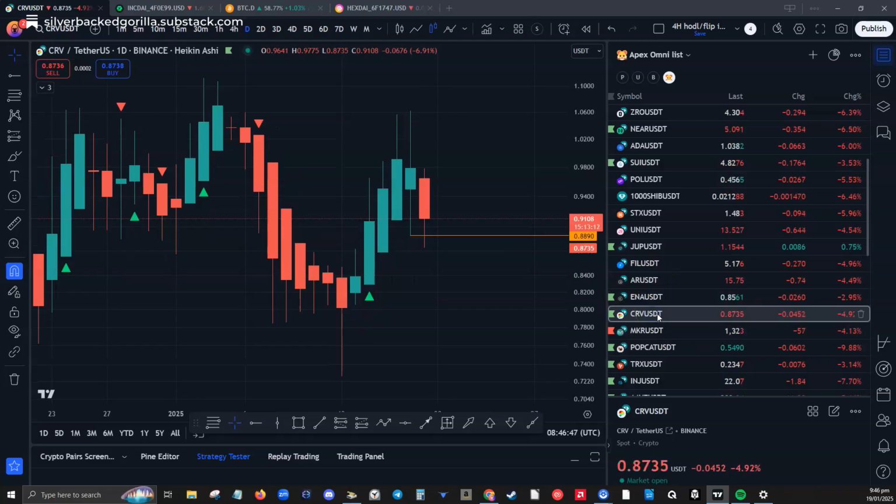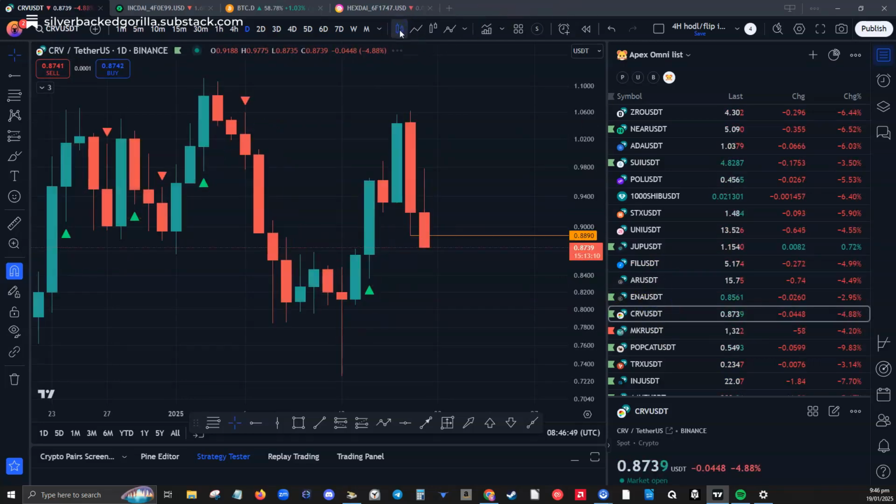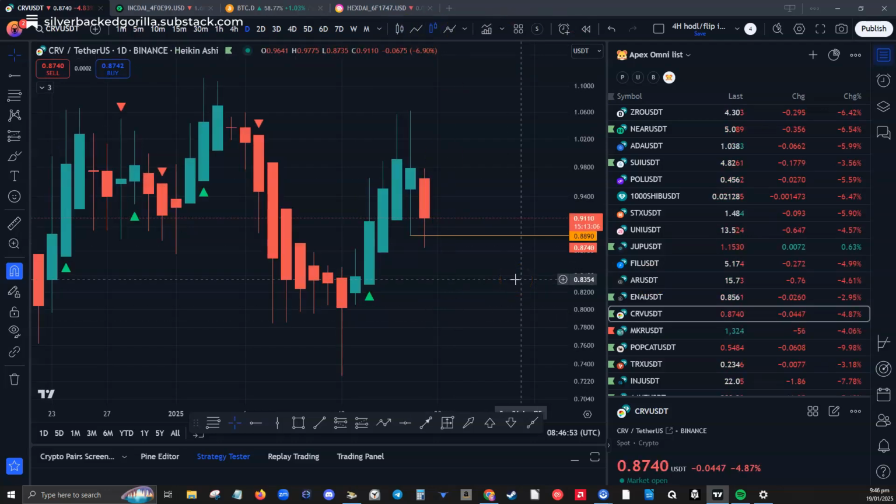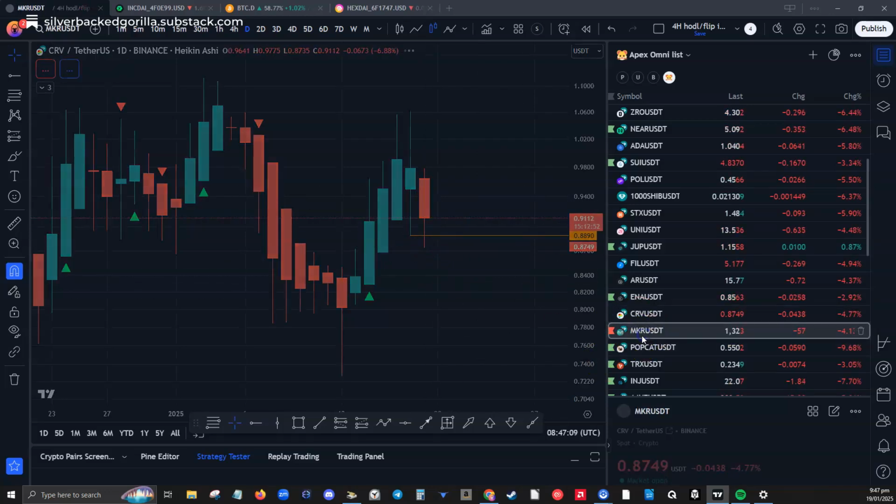CRV, Curve, we've been stopped out of that. What do the candles look like? They look terrible. Probably more downside. If you haven't been in that, you're not in that, don't get in it. If you were in it, get out of it. And I'll put that as a non-trade. Don't trade it short yet until we see how this candle resolves tomorrow.